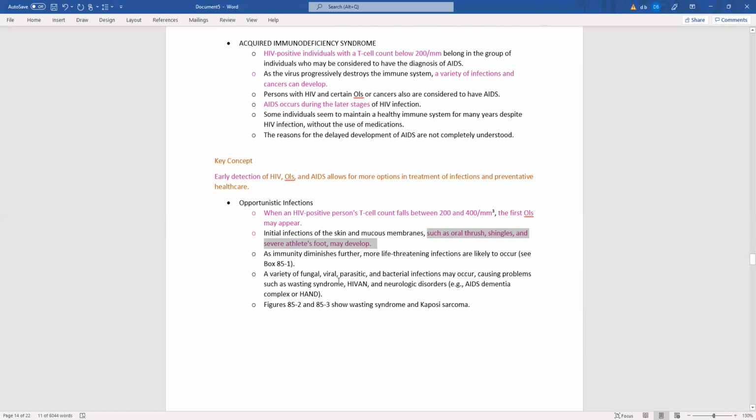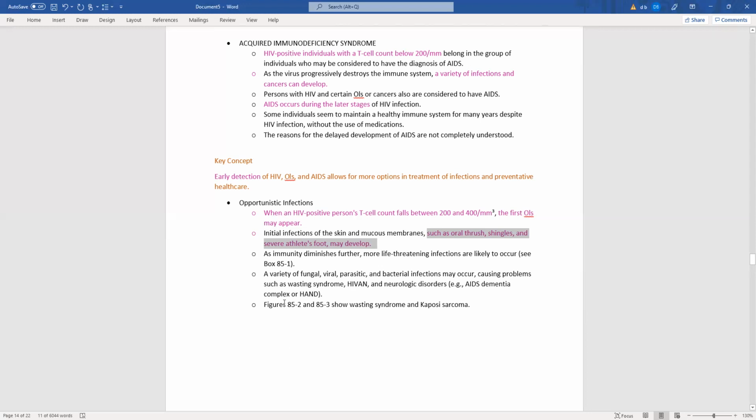So a variety of fungal, viral, parasitic, and bacterial infections may occur, causing problems such as wasting syndrome, HIVAN, and neurologic disorders like AIDS dementia complex, or HAND. It isn't the hand like your hand, but that's HAND. It stands for something. We already read it. If you don't remember what HAND means, go back to the beginning of the chapter, and HIVAN, try to remember what that means because I'm not going back.